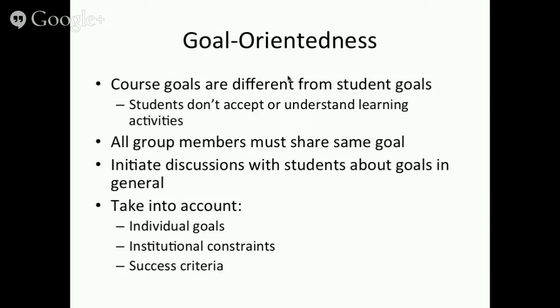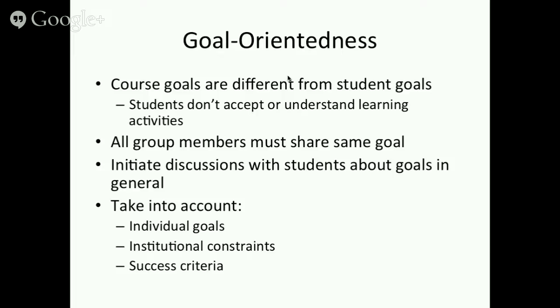So when we think about the idea of expectancy or value, goals are going to be very important in that. So we want to connect those expectancies and those values to the goals. A lot of times we have course goals that are different from student goals. So people from the outside are actually imposing these goals on these students. And so students don't really accept or understand the learning activities as a result. Okay, so they're not really sure why they have to do what they're doing. It's because they're not a part of that decision making. And so that's a problem because all the group members have to share the same goal in order for there to be motivation as a group.